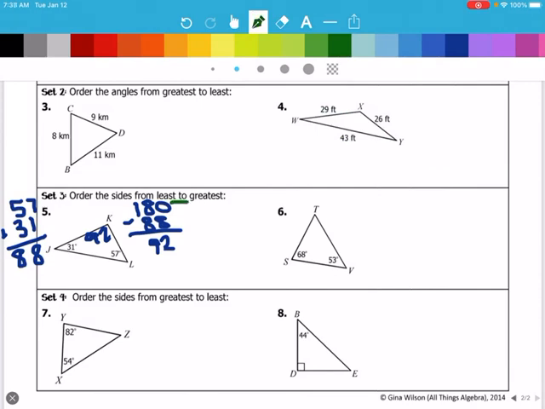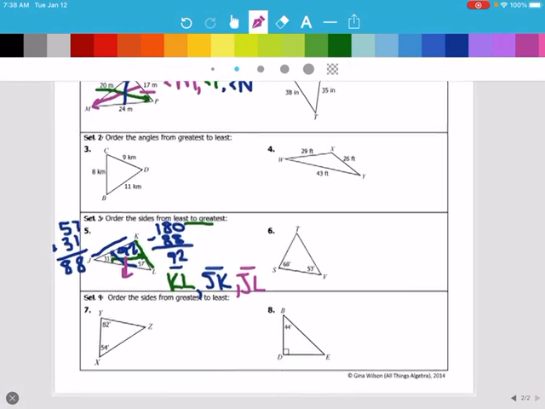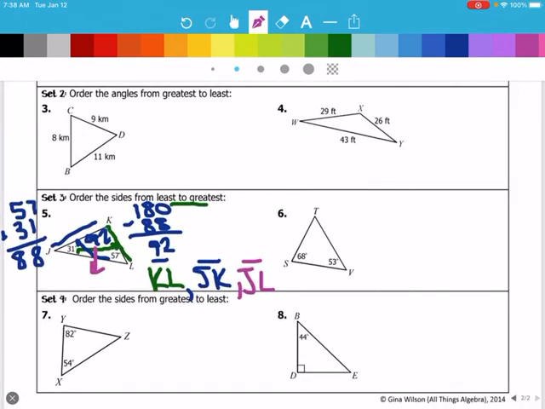In this case, they want least to greatest. So my smallest, 31, is across from KL. The next smallest is 57, which is across from JK, which leaves our last one, 92, which is across from JL. Okay, go ahead and give these a try and come to class with any questions you might have.